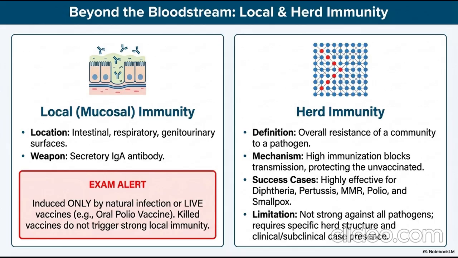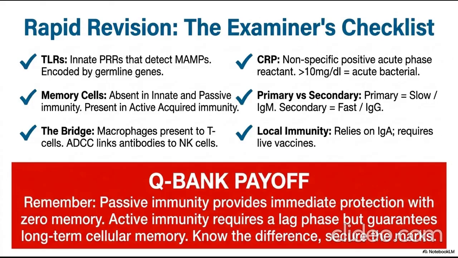Slide 10. Local and herd immunity. Local immunity, located on intestinal and respiratory surfaces, powered by secretory IgA. Exam alert. Local immunity is induced only by natural infection or live vaccines, like oral polio. Killed vaccines do not trigger it. Herd immunity, the overall resistance of a community. It blocks transmission to protect the unvaccinated and is highly effective for polio, MMR, and smallpox.